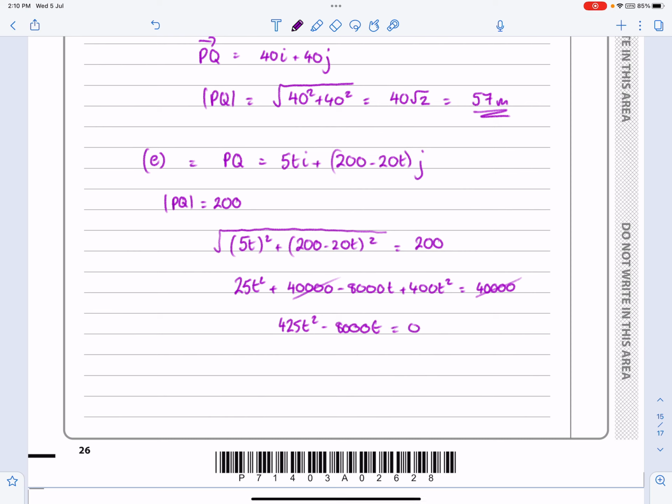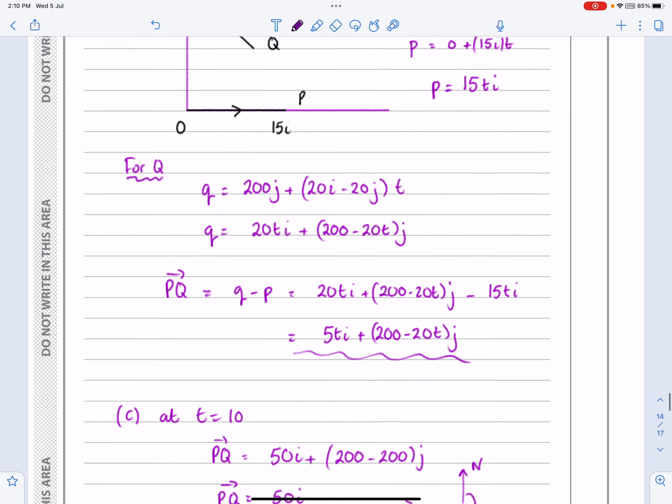And we can solve that. That's a nice easy one. Take t out: t(425t minus 8,000). 8,000, not 800. Which gives me t equals 0, or 425t minus 8,000 equals 0. And that just rearranges to t equals 18.82 seconds.